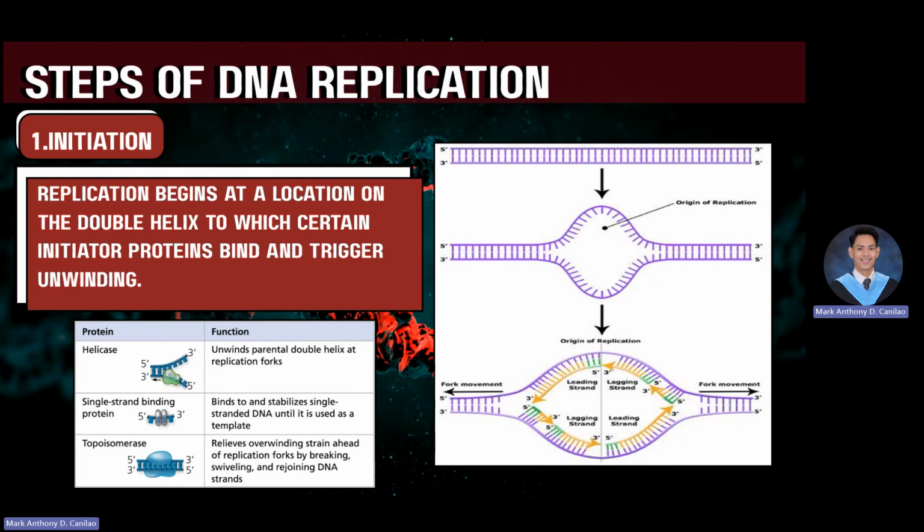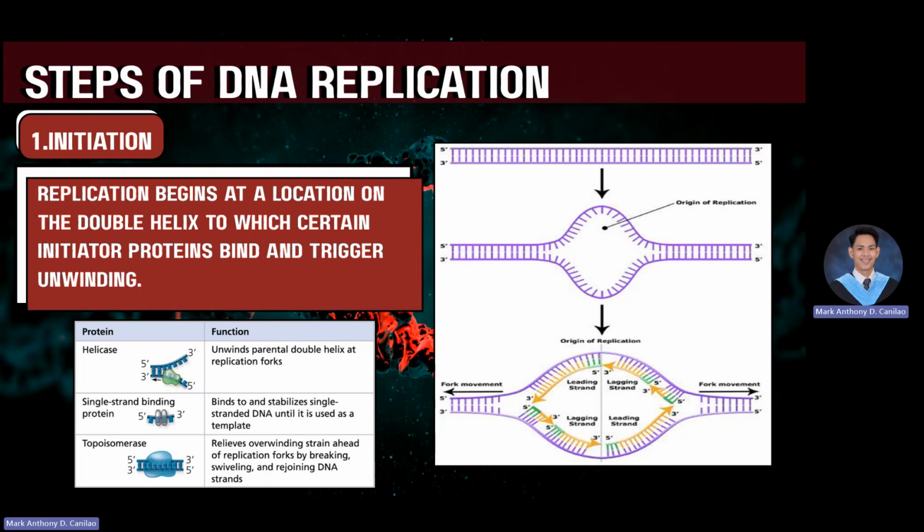And there are different proteins, specifically three, that play a vital role in the initiation step of DNA replication, namely the helicase, which is used to unzip and unwind the DNA double helix and form a replication fork. We also have SSBP, or single strand binding protein, that stabilizes the DNA that has been unzipped or unwound. And lastly, we have the topoisomerase that relieves overwinding strain ahead of replication forks by breaking, swiveling, and rejoining the DNA strand.